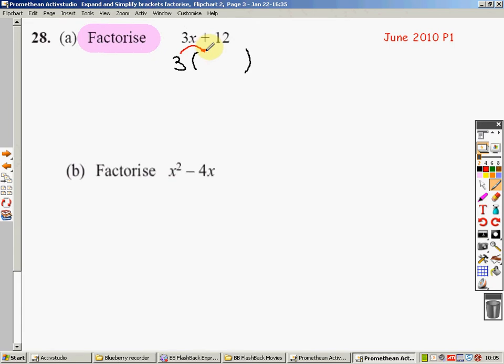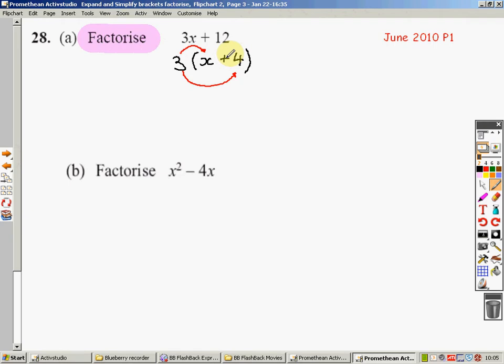What do I times 3 by to give me 3x, and what do I times 3 by to give me 12? So 3 times x would give me 3x, and 3 times 4 would give me 12. It was plus 12, so I need a plus 4. Question done. Probably 1 mark.